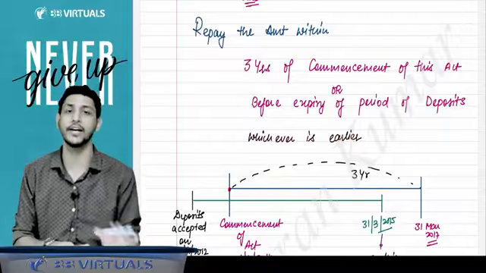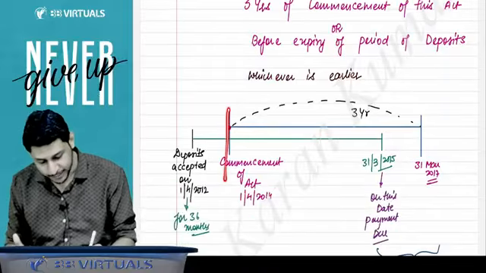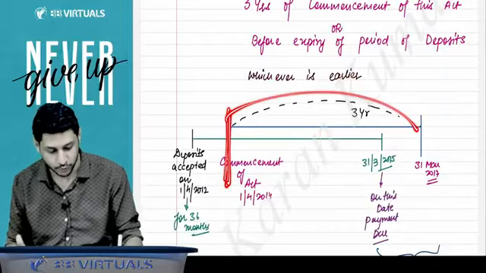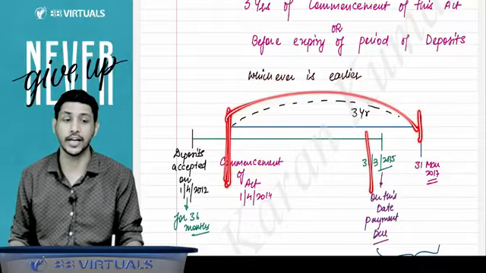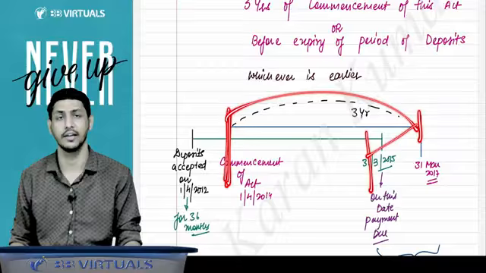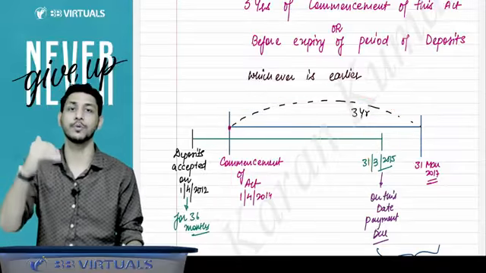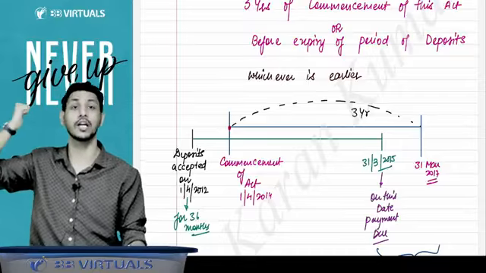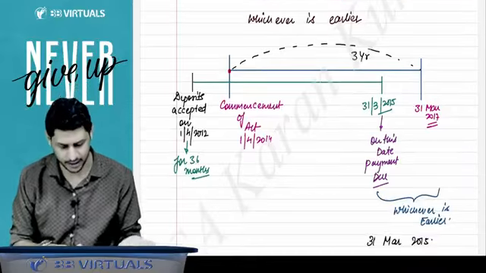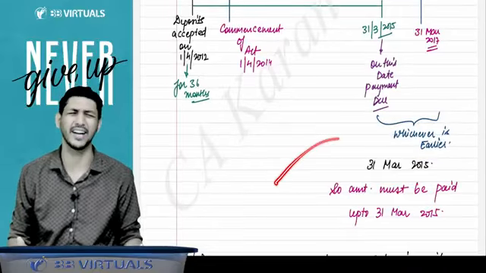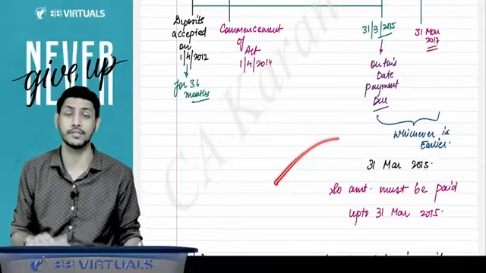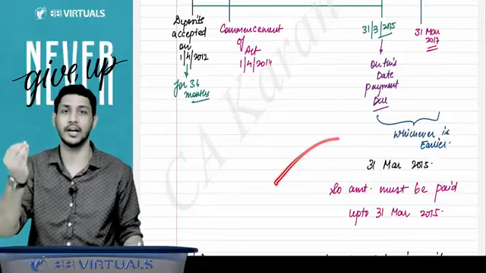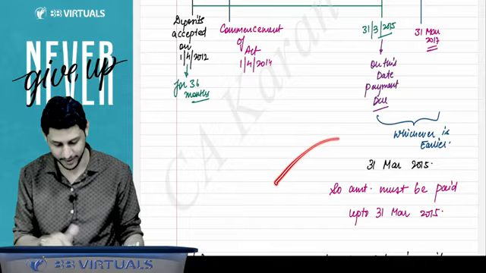Sir, what is the timeline to pay that amount? From the commencement of the Act you take 3 years, or your actual date of maturity, whichever is earlier, will be the last deadline. Up to that time you have to repay the deposits accepted before the commencement of this Act. This is given under section 74, but this is a very useless section; still you have to read it once because the institute always asks unexpected things in the examination.